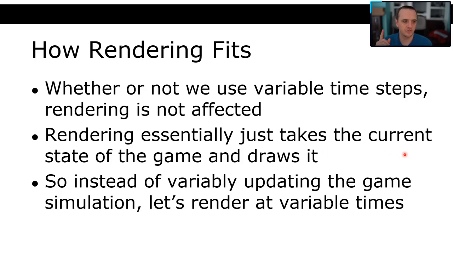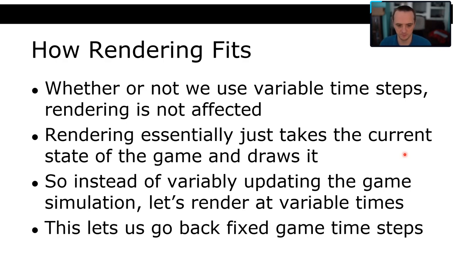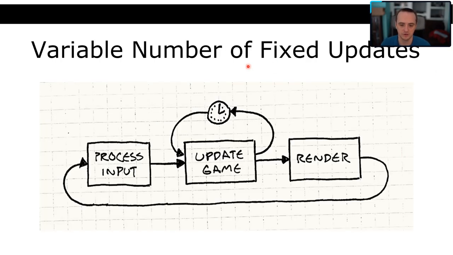So how about this? Instead of variably updating the game simulation, let's render at variable times. Instead of trying to scale the game simulation, maybe I could delay the rendering, or I could put the rendering at different places. So this is going to let us go back to fixed game time steps, right? Which is great, because then we have deterministic results, and so we know that our collision is going to work, etc.